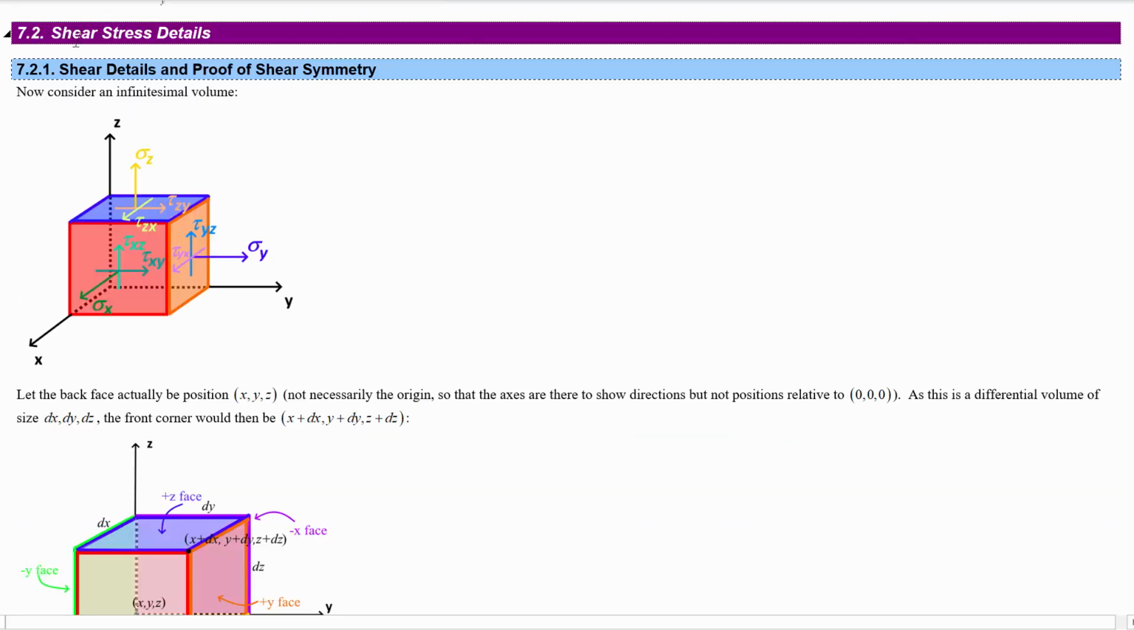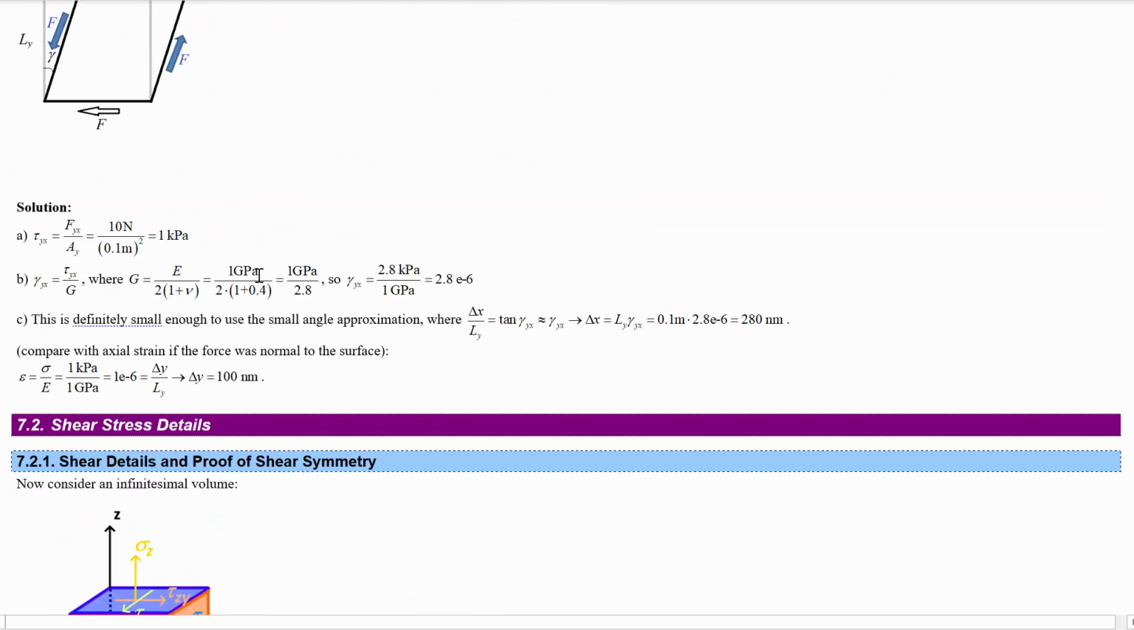All right, so let's get into some shear stress details. Shear details and proof of shear symmetry in 721. So consider an infinitesimal volume. We've got this really small volume. We have the different shears lined up on different surfaces by the directions that we were laying out above.